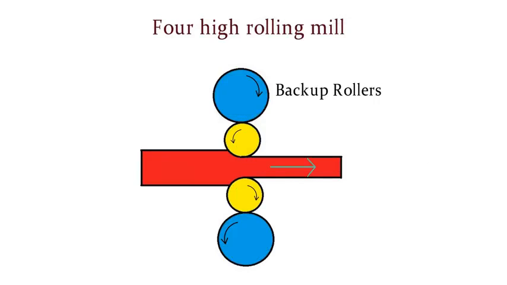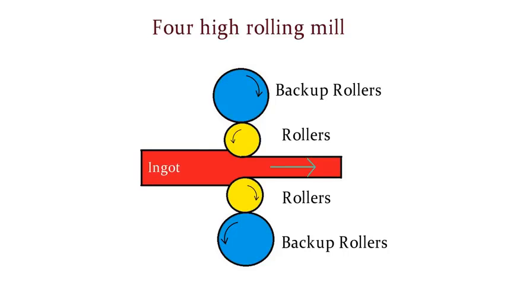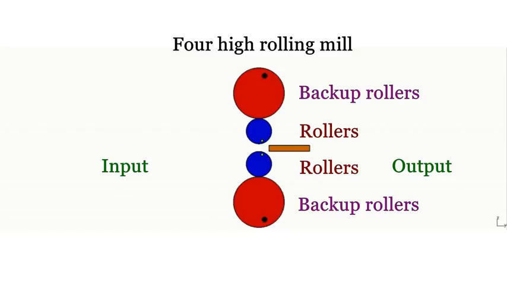4 high rolling mill. This setup is very much similar to the 2 high rolling mill, but in this mill, instead of 2 rollers, 4 rollers are placed in a vertical line. But the size of all the rollers is not the same. The 2 rollers which come in contact with the metal stock have the same size and the other 2 have the same size. The big rollers are used for backup purposes only. The small rollers will exert pressure on the metal stock and the thickness of the material will decrease.